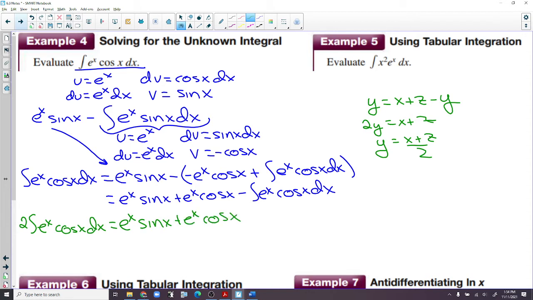And divide by 2. So our answer, the integral of e to the x cosine of x, which is what we wanted to find, is equal to 1/2 e to the x sine of x plus 1/2 e to the x cosine of x plus c. There we go. So you have to do integration by parts twice to get back to where you started.